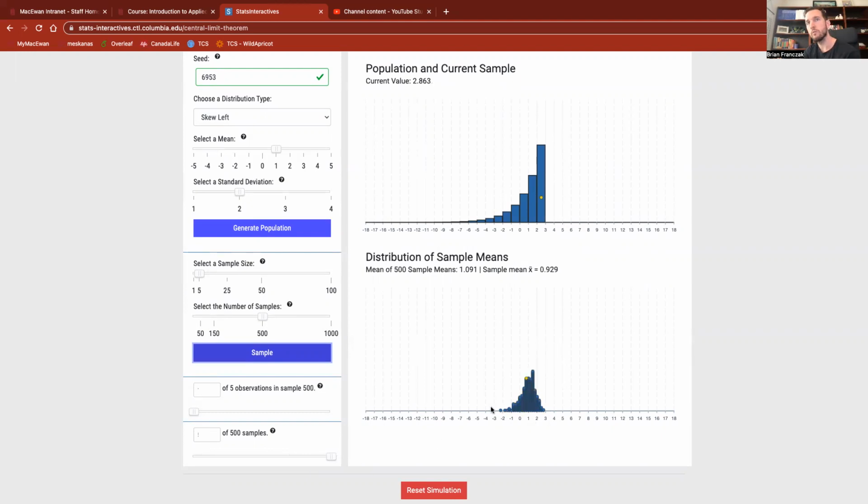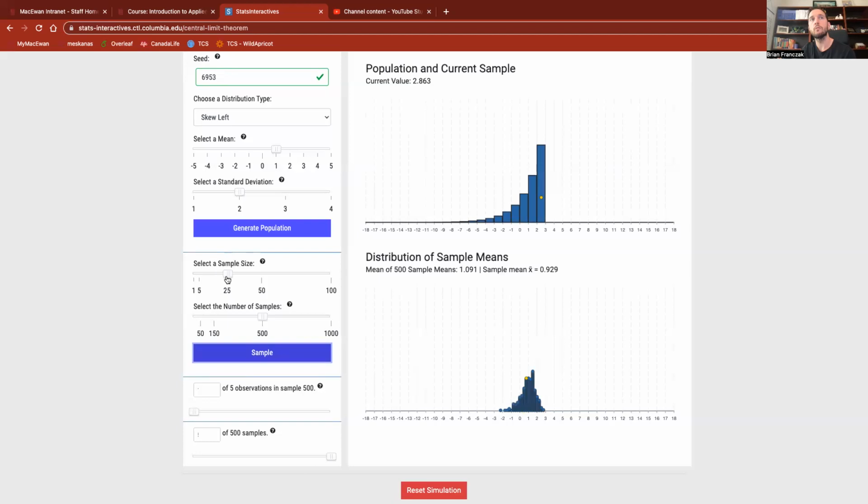Okay, so what do you notice? Well, this is slightly more symmetric than the original population, even for only samples of size 5, but it's still left skewed compared to a symmetric bell curve. All right. So the central limit theorem tells us that when n is greater than 30, the distribution of the sample mean should be approximately normal.